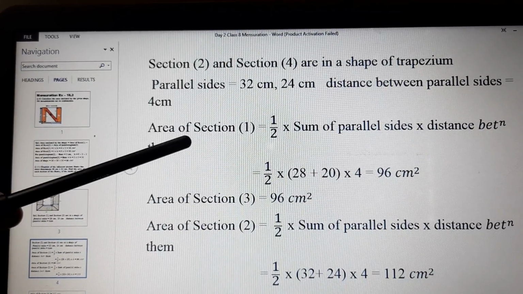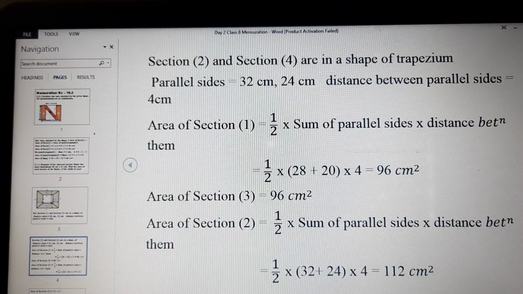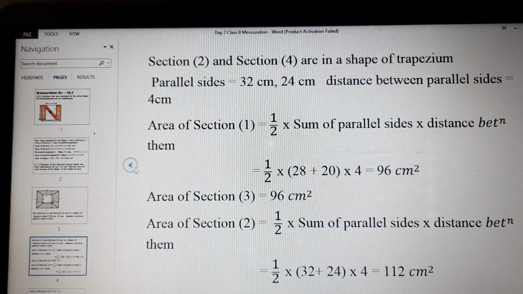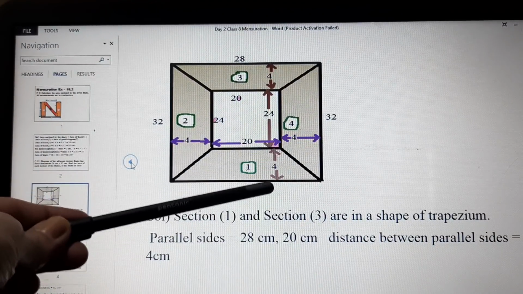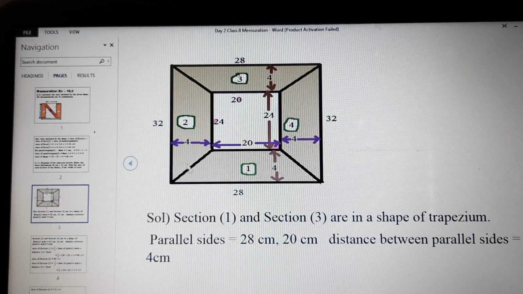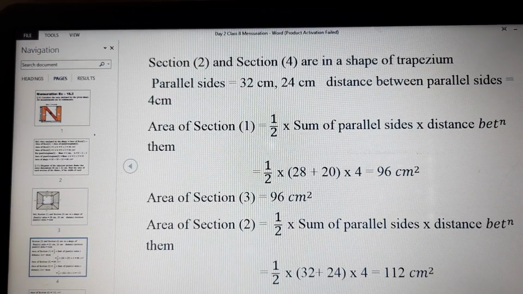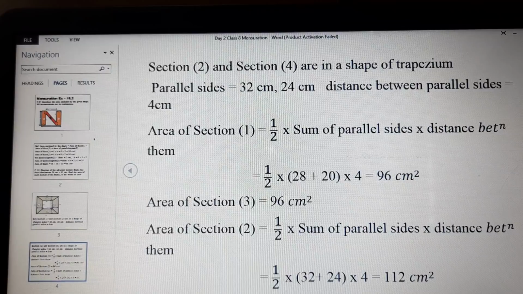Area of section 1. It's a trapezium, 1 upon 2 sum of parallel sides into distance between them. Parallel sides were 28 and 20, and the distance between them, or we can say height, is 4. So 28 plus 20 into 4. If we calculate, we'll get 96 centimeters square. Clear?